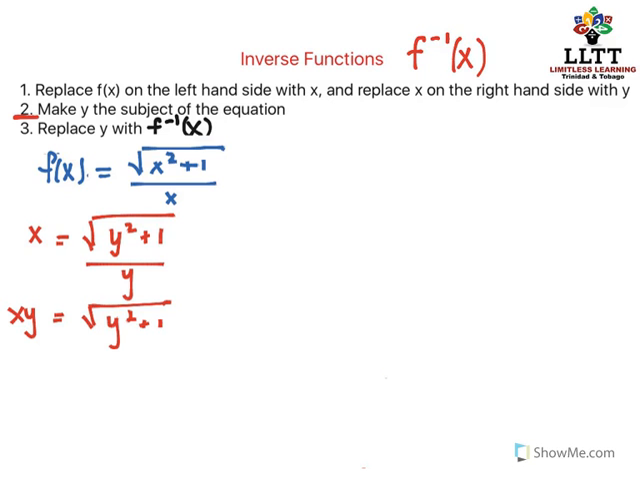Now we're on the second step. We're making y the subject of the equation, which means all the terms with y need to be on one side, everything else needs to be on the other side. Now currently I have a term with y that's underneath my square root and it's on my right-hand side. So basically I need to get rid of that square root. And the only way I can get rid of that square root is by squaring both sides. So I get xy squared is equal to the square root of y squared plus 1 all squared.